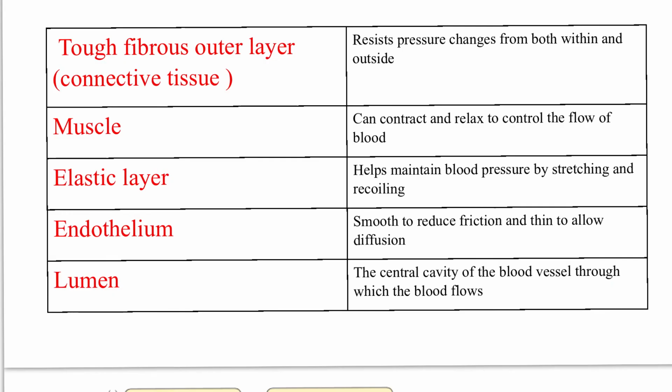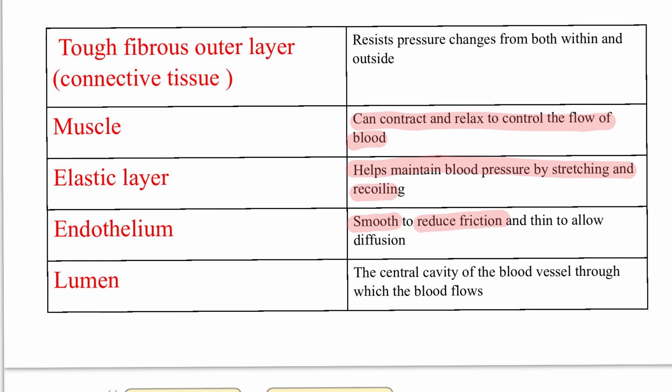So let's just take a minute to confirm we understand the jobs of each of the different parts. So we've got this smooth muscle that can contract and relax to control the flow of blood, and we talked about the importance of that in the veins. We've got the elastic layer that helps to maintain a constant blood pressure by stretch and recoil. We've got the endothelium, the inner layer. The endothelium is smooth. This reduces friction. This is really important because friction resists blood flow. The more friction there is, the slower the blood will flow.